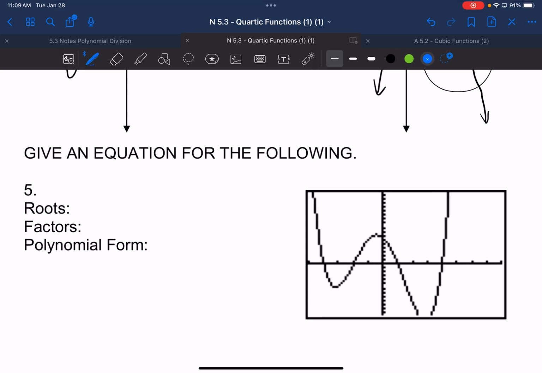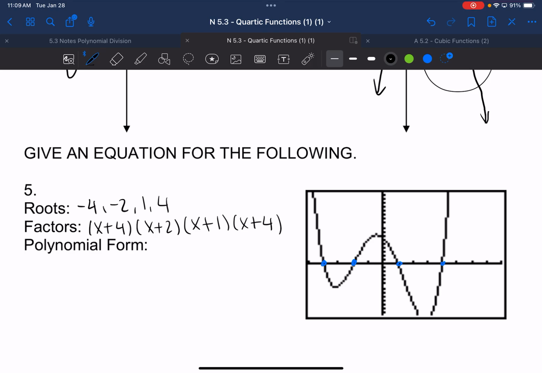So for number 5, where would you guys say we have roots? Okay. All right, so we got our -4, -2, 1, and 4. Perfect. How would I write those roots as factors? Nice. Okay. All right, then they do ask for this equation. They ask for it in polynomial form. What does that mean we're going to have to do with our factors?